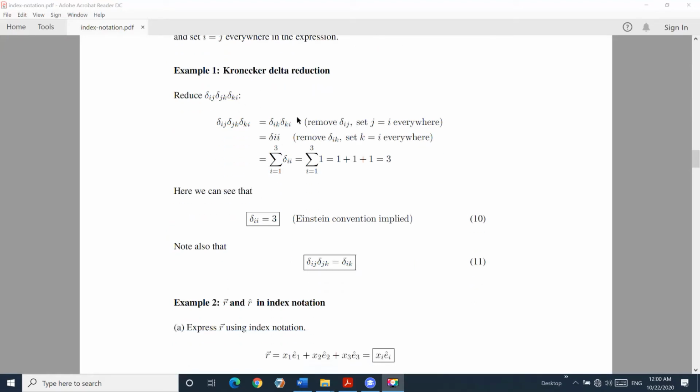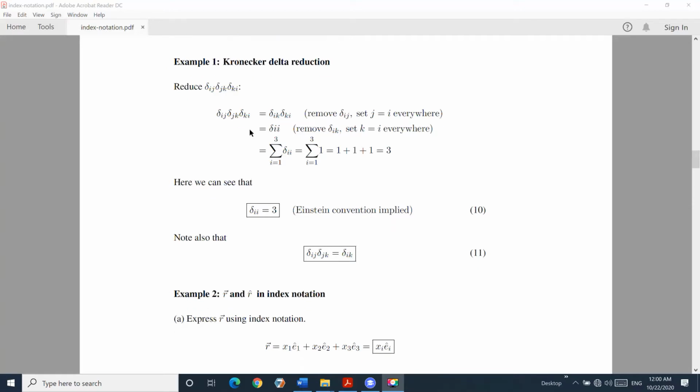Kronecker example, data reduction. How can we reduce this expression, Rg, gk, ki? First remove the e_j by setting j equal to i everywhere. If the i and j are equal to each other, for example, if we set j as i, then it's going to be 1 1, and it gives the result just 1. Then it's reduced to the following form.